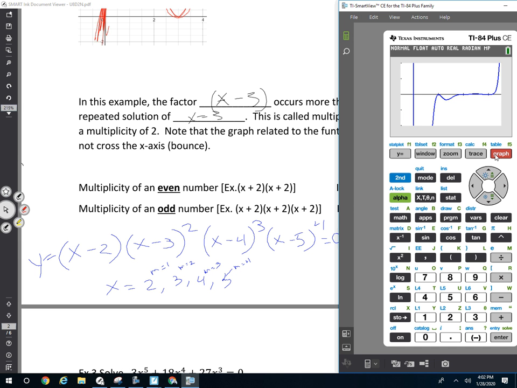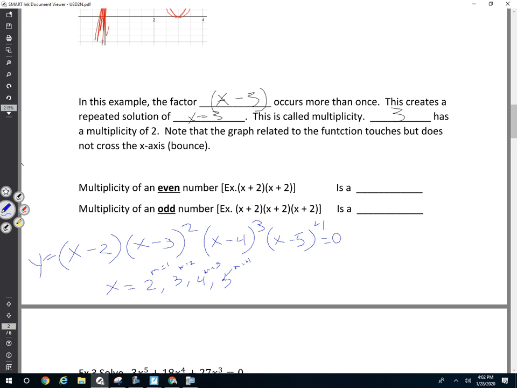What happens at x equals 4, where the multiplicity is 3? Does it go straight through? No, it slows down, and then it passes through. What happens at x equals 5? Well, we end up bouncing off there when the multiplicity is 4. If your multiplicity is even, like 2 or 4, you're going to bounce off the x-axis, that's what I meant, not the graph.